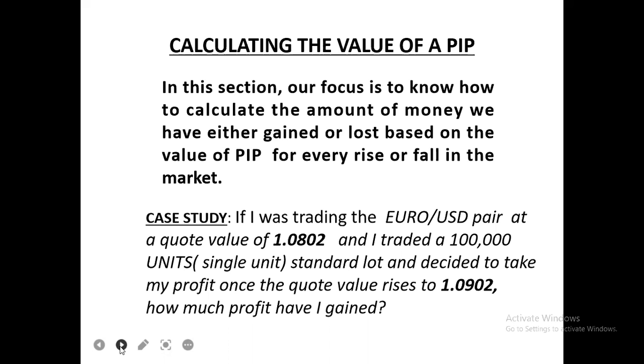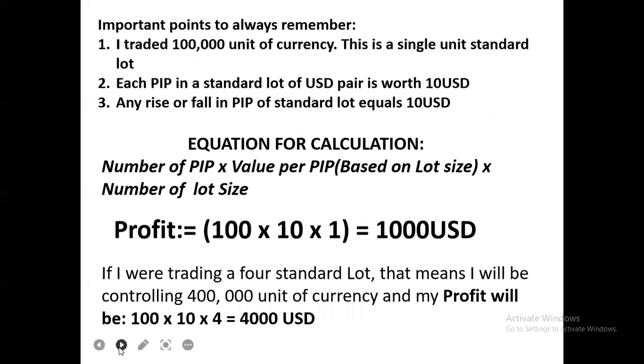That means, don't forget, it has risen from 1.0802 to 1.0902. So how much will I have gained here? So how do I get that? Important points to always remember. One, I traded 100,000 units of currency. So this is a single unit standard lot. Each pip in a standard lot of the dollar pair is worth 10 US dollars. That means any rise or fall in pip of the standard lot equals 10 US dollars. So now what's the equation?